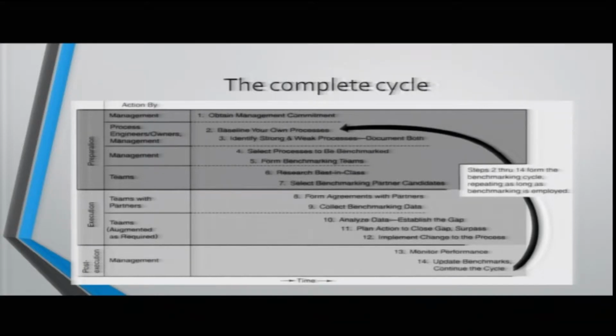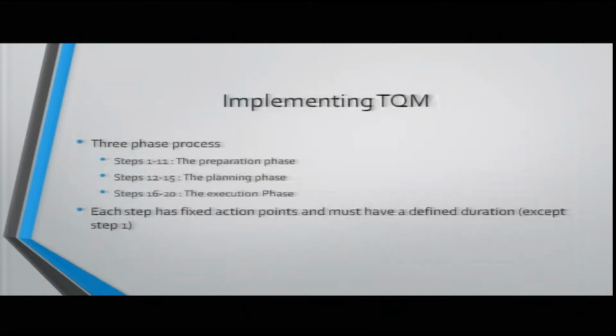There would be 3 stages: actions to be taken by the management, by the process engineers, and by the teams with the partners and the management. They would collectively be considering all these things at one go or in different stages of the problems, and that is how the complete cycle is analyzed.